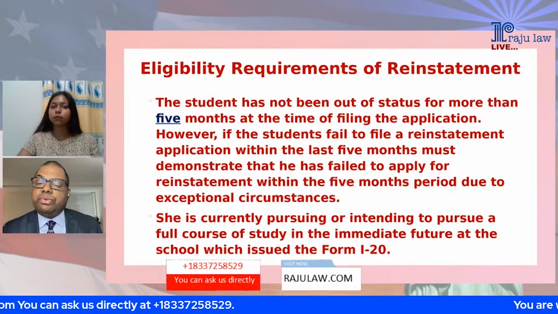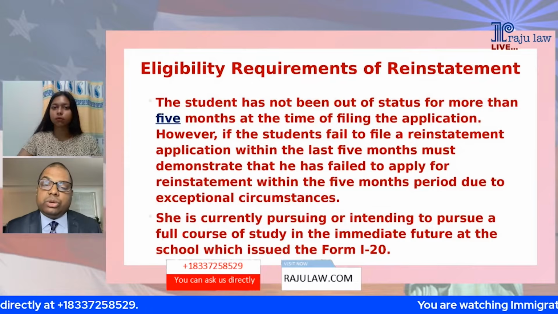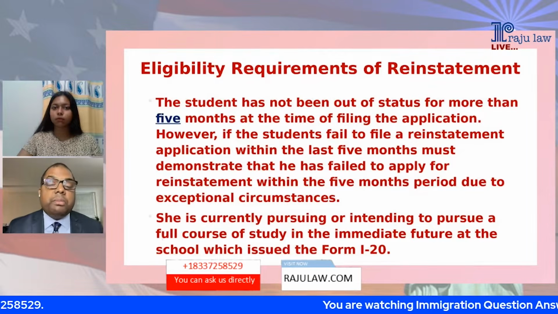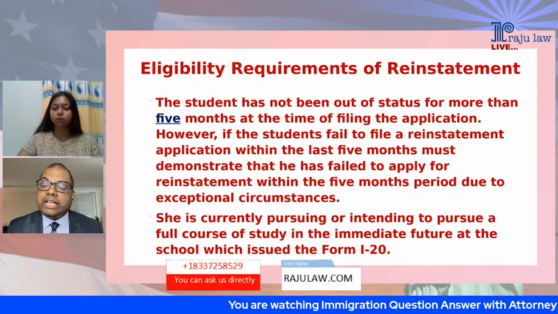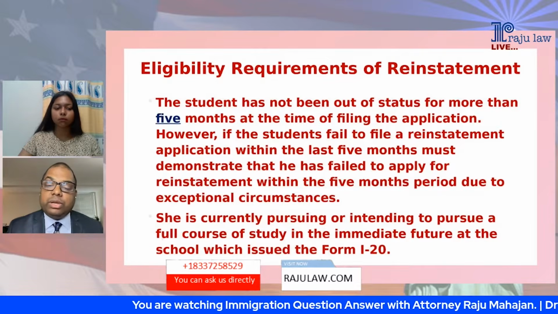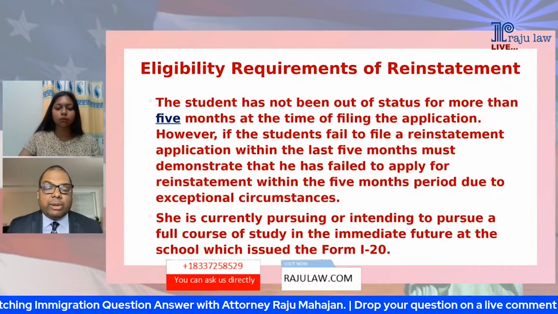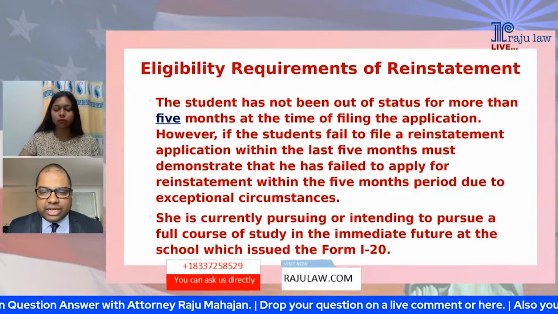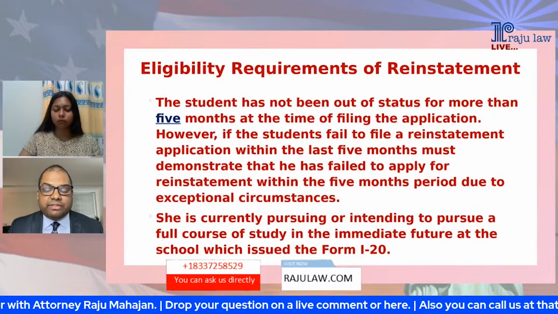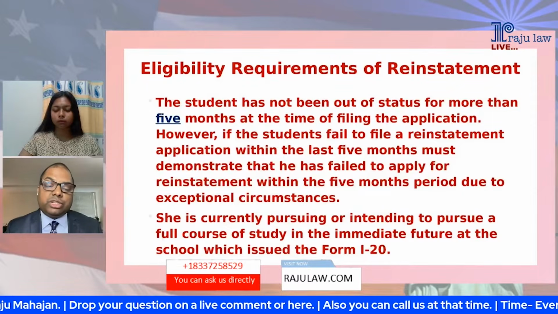However, if the student failed to file a reinstatement application within the last 5 months, he must demonstrate that he failed to apply for reinstatement within the 5 months period due to an exceptional circumstance. I will talk about this exceptional circumstance later. So this is another very key term, exceptional circumstances.